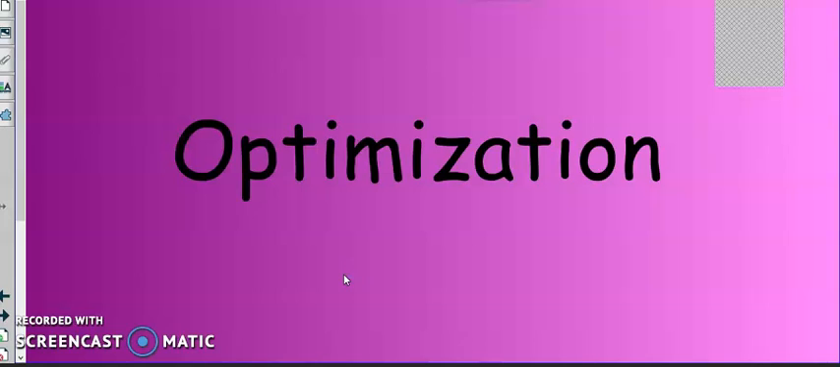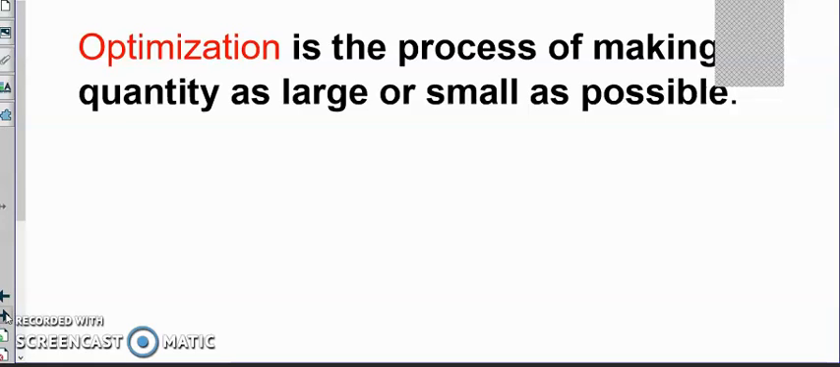All right, so the part that we're going to deal with right now is optimization. And if you plan on going to calculus, we would do optimization again, but with calculus, we'll actually be dealing with things called derivatives. And so here we're going to do it without going the calculus way. We're going to do it the pre-cal way. So first off, optimization. Optimization is the process of making a quantity as large or as small as possible.